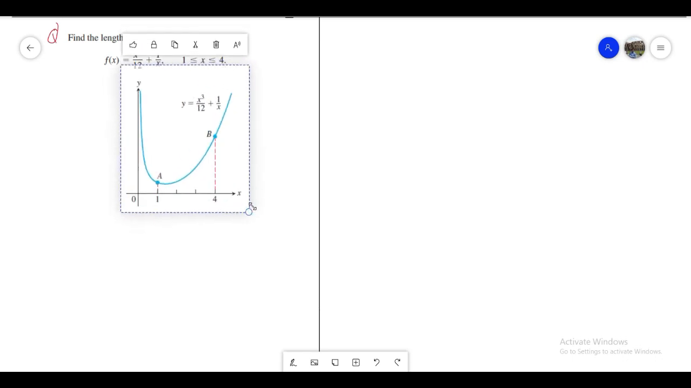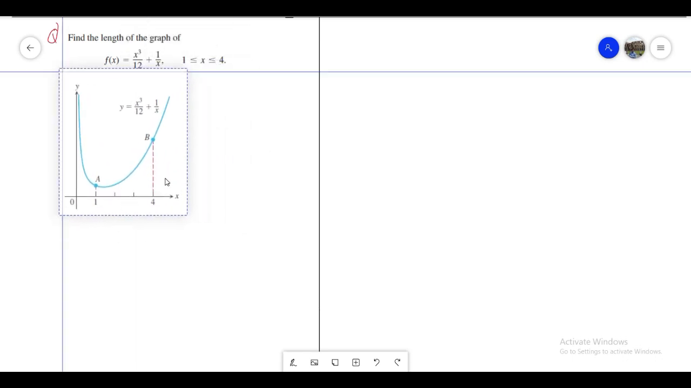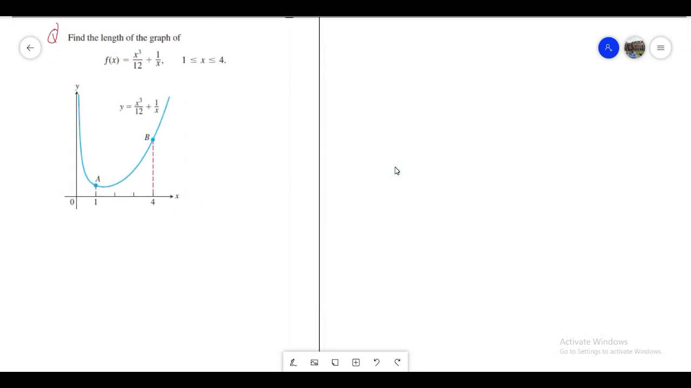This one. So let me start from the solution. The solution is this one. We have plotted this function, which is x cubed by 12 plus 1 by x, and x is ranging between 1 and 4.